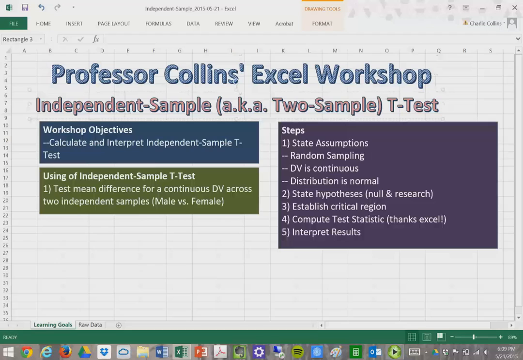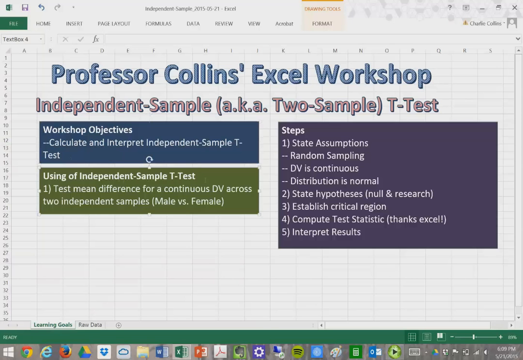And so today in the Excel workshop we'll be talking about the independent sample t-test, also known as the two-sample t-test. This can be confusing because there's also the paired sample t-test, which is somewhat similar. So just be sure you understand the difference between the two. For today, we're going to be calculating and interpreting the independent samples t-test using Excel, of course.